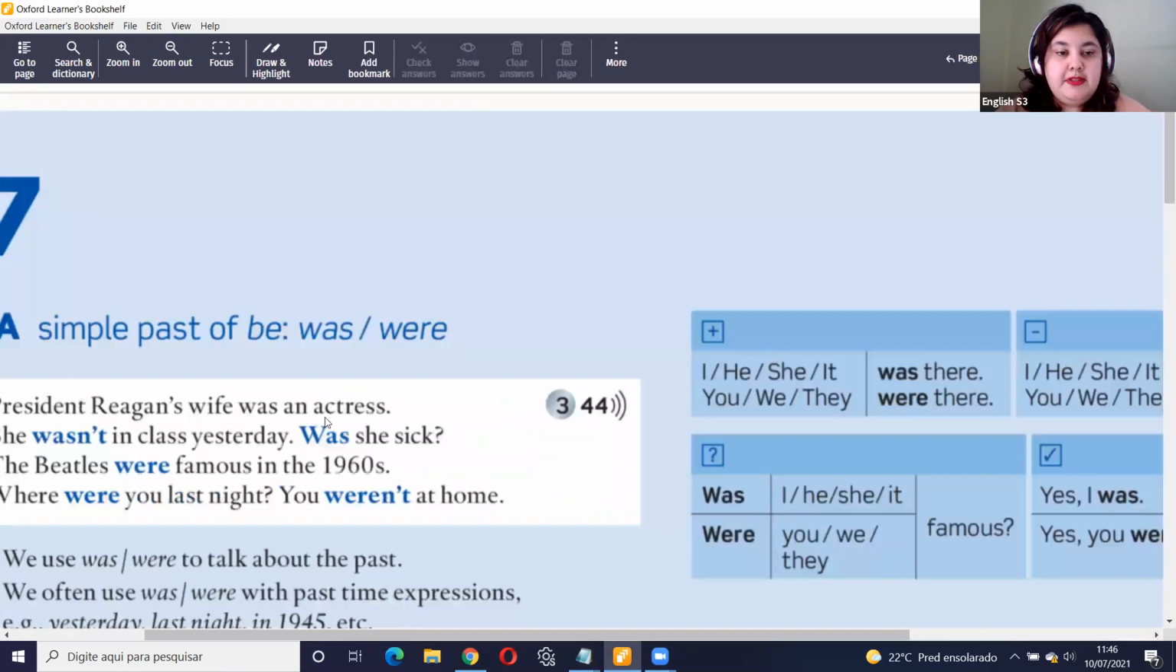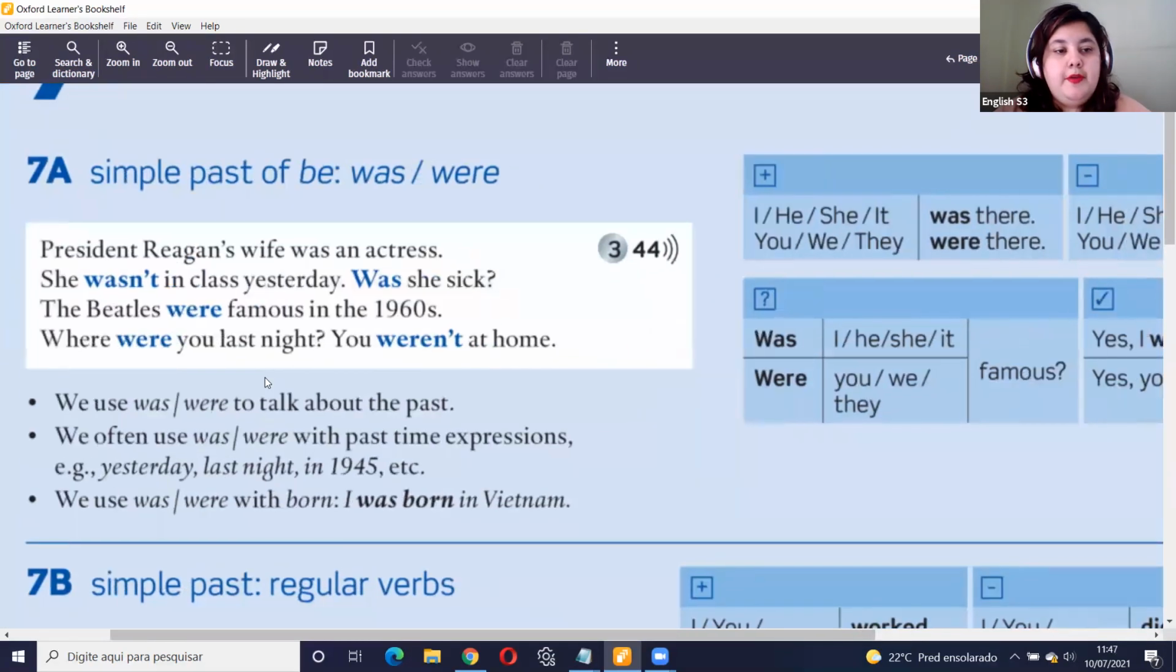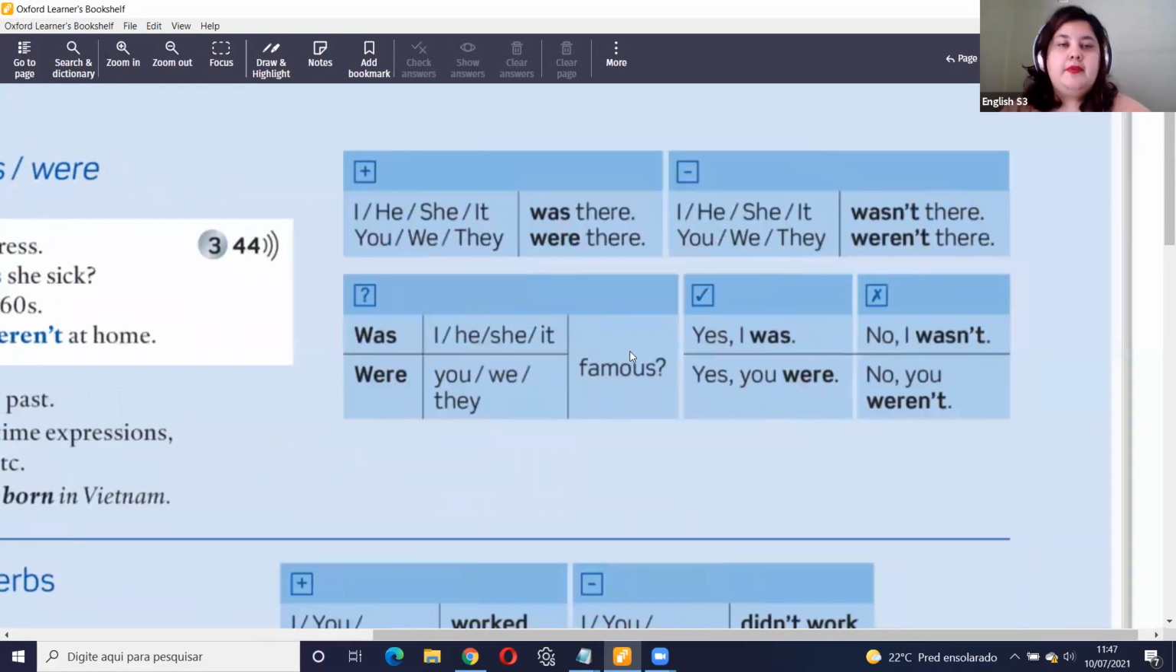And on page 136, which is the grammar bank, you see more examples. For example, President Reagan's wife was an actress. She wasn't in class yesterday. Was she sick? The Beatles were famous in the 1960s. Where were you last night? You weren't at home. And another important thing is that most of the time, I tell you to use auxiliaries, for example, do, did, will, etc. But the verb to be in the simple tenses doesn't need an auxiliary.